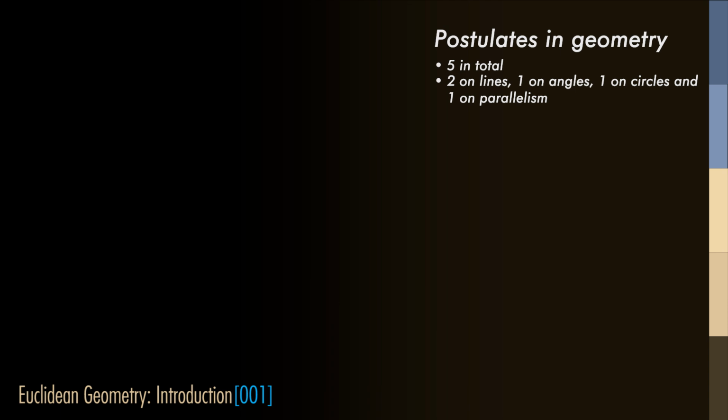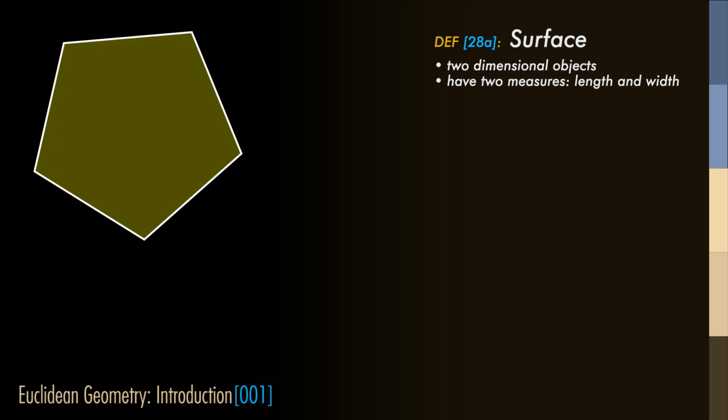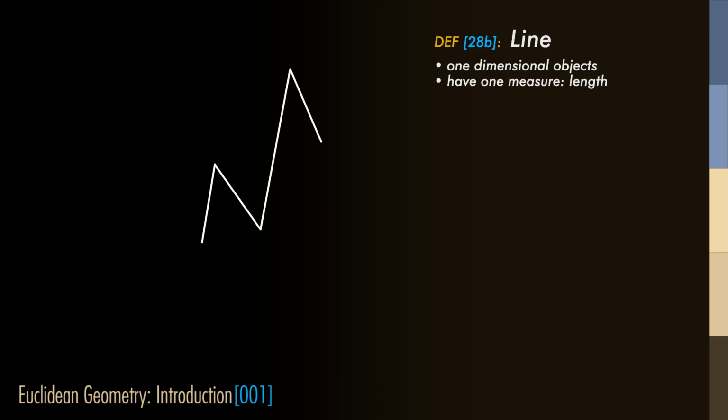In order to talk about the postulates of Euclidean geometry, it is first necessary to define some concepts. In plane geometry, we consider the properties of objects in 2 dimensions. 2-dimensional objects, called surfaces, have 2 measures, length and width. 1-dimensional line objects only have 1 measure, which is length.